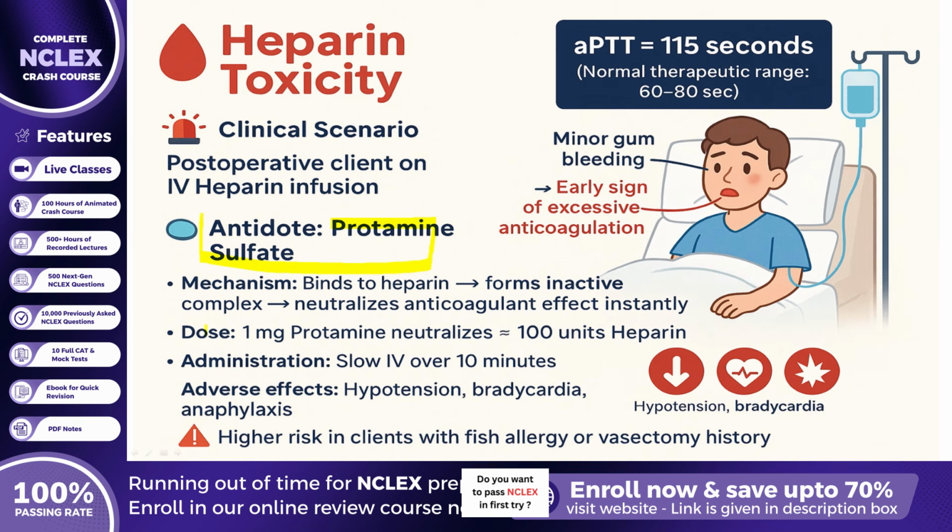Protamine sulfate is the specific antidote that directly neutralizes heparin. It achieves this by binding to heparin and forming a stable inactive complex, effectively reversing its anticoagulant action almost instantly. For dosing, each milligram of protamine sulfate neutralizes about 100 units of heparin, but the exact dose depends on the amount of heparin administered and the timing since the last dose.